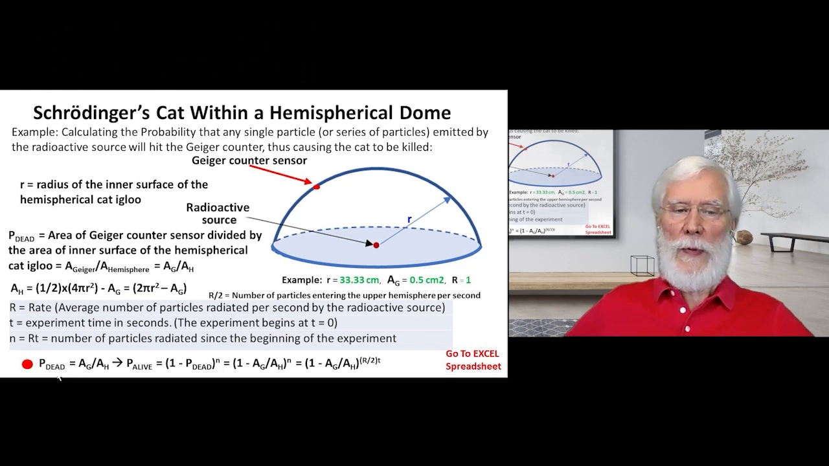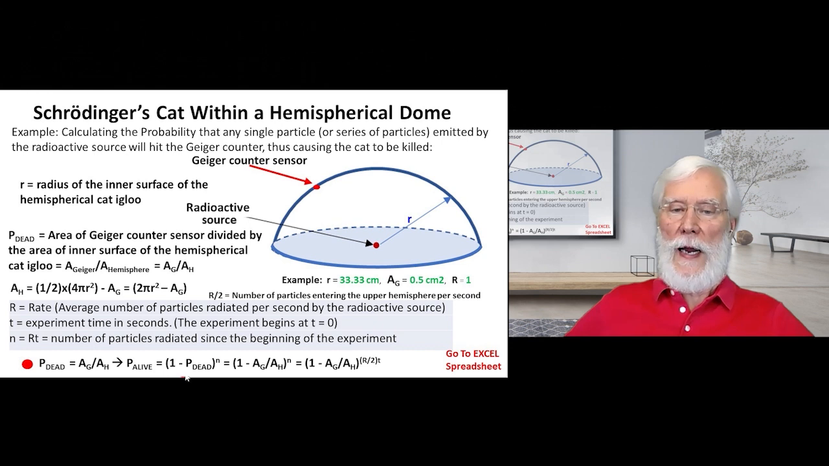We said that the probability that the cat is going to die from the very first particle is the area of the Geiger counter over the area of the hemisphere. Now, if the cat's alive, in other words, if that first particle hits someplace else on the hemisphere and didn't hit the Geiger counter, that's going to be 1 minus the probability that it hit that Geiger counter. P dead is the probability it's going to hit the Geiger counter. Now, 1 minus that probability is after one particle goes out, the cat's still alive. It's going to be 1 minus P dead, right? Because the cat's either dead or alive.